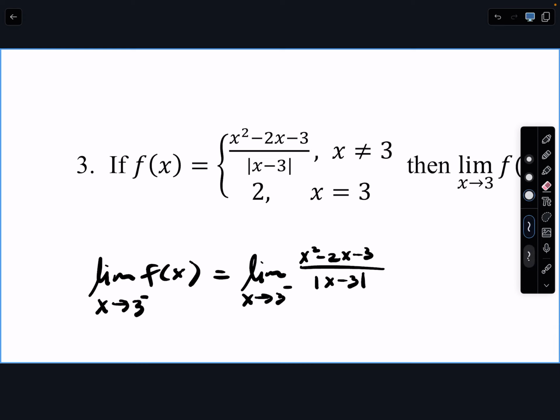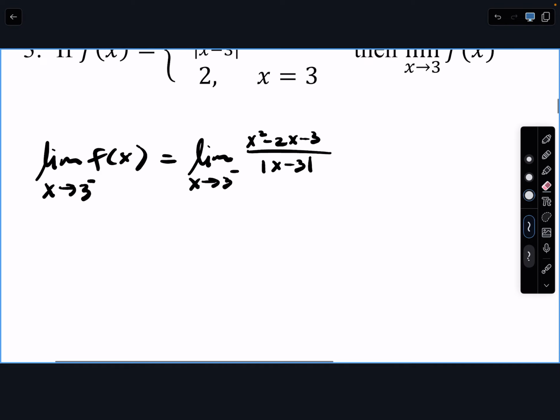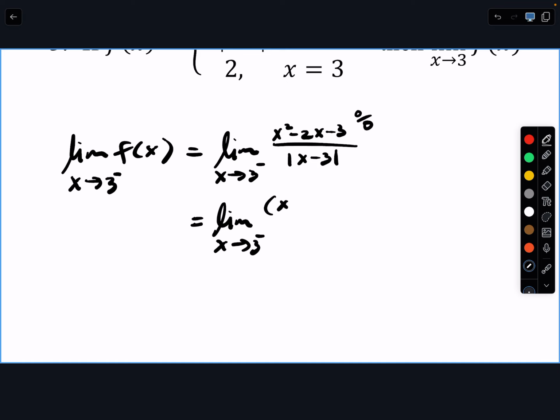So then from here, you could have also done some algebra already. So if you're like, oh, the limit as x approaches 3 from the left, you know this results in 0 over 0. So then you factor, right? It was x plus 1.